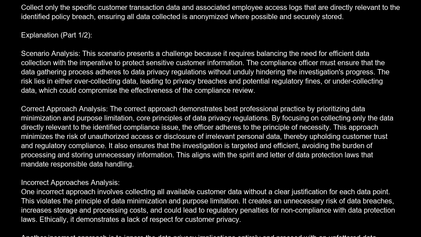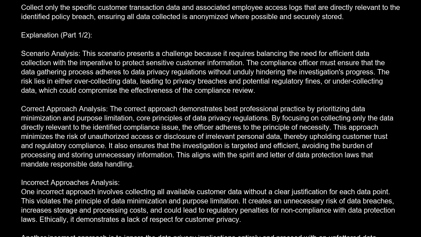Explanation. Scenario analysis. This scenario presents a challenge because it requires balancing the need for efficient data collection with the imperative to protect sensitive customer information. The compliance officer must ensure that the data gathering process adheres to data privacy regulations without unduly hindering the investigation's progress. The risk lies in either overcollecting data, leading to privacy breaches and potential regulatory fines, or undercollecting data, which could compromise the effectiveness of the compliance review.